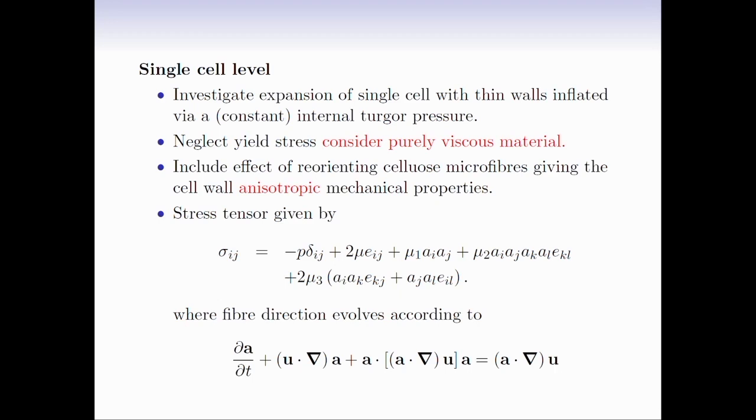This is my sort of extensional bit. So this says that it's more difficult to stretch my material in my fiber direction. And then this bit is all about the shear stresses. So my shear stress is bigger in my fiber direction than perpendicular to it. And then that director field A also evolves. So my fibers are convected by, stretched by, and reoriented by the motion through my cell wall. So these fibers are going to move, and they're going to affect the mechanical properties.